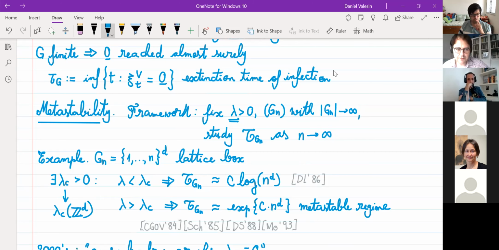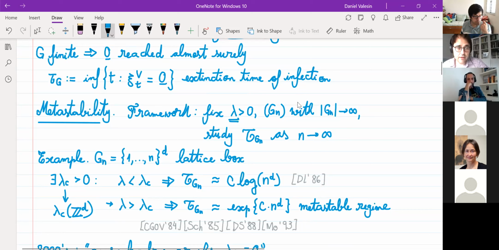So this result here was proved in several steps, starting with dimension 1 and lambda large enough, and culminating in the full result on Z^d with any supercritical lambda. And this second case, the case lambda larger than lambda c, is what is called the metastable regime, because the system stays for a long time in this fake equilibrium state in which the infection is active until it reaches the actual equilibrium state, which is the absence of infection.